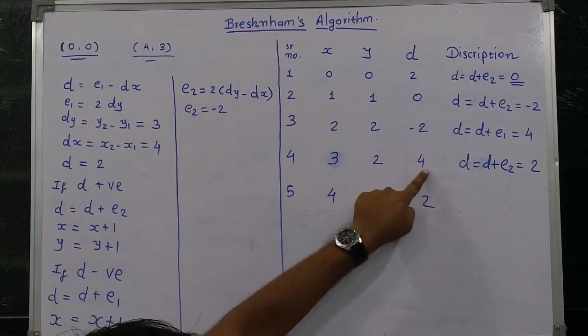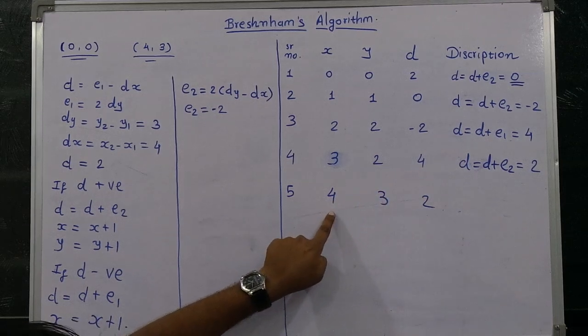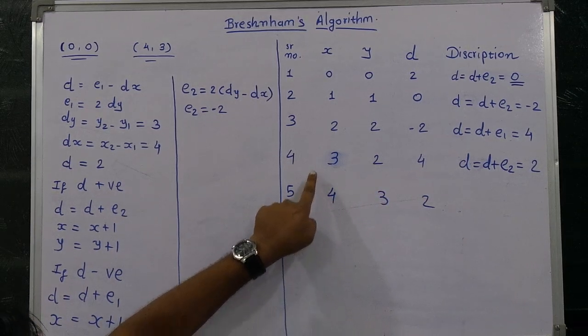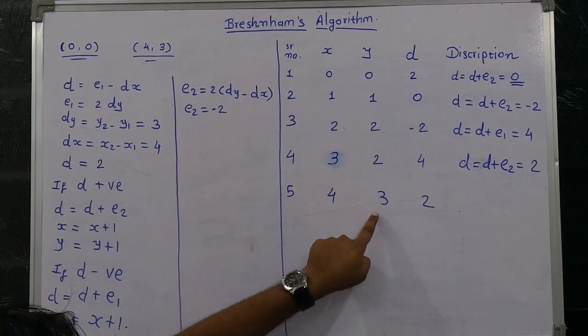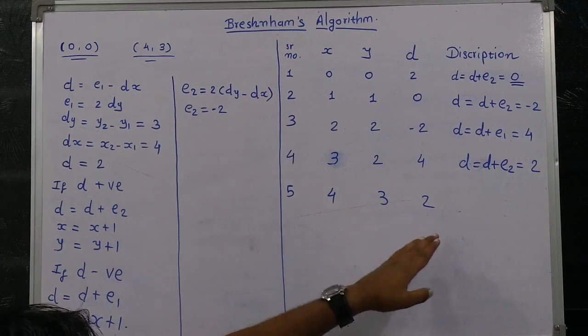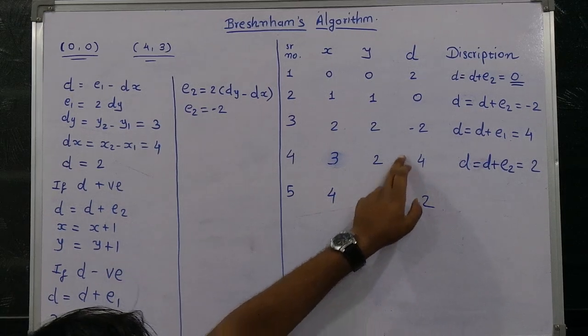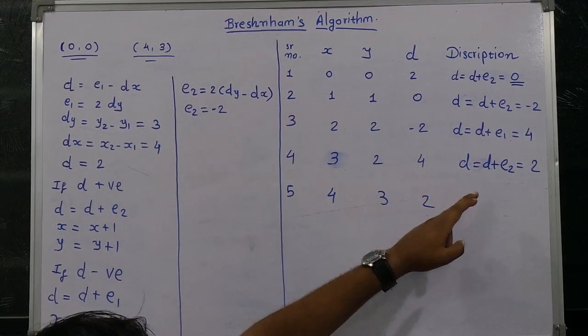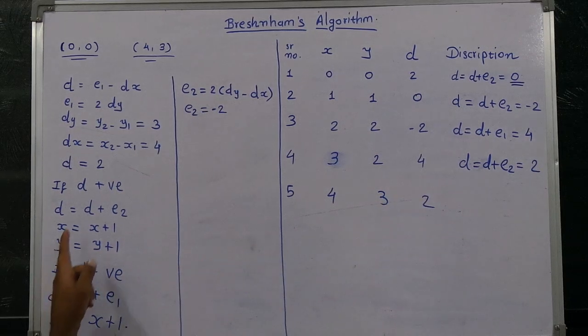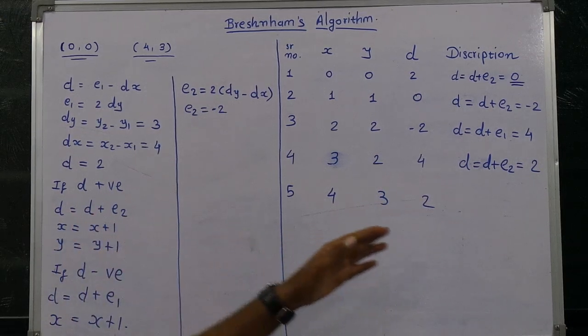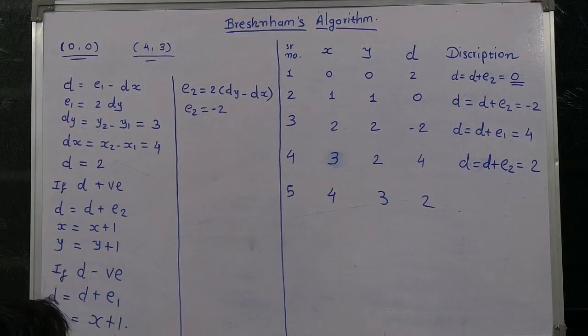Now the d value is positive, so the last iteration will be x plus 1 and y plus 1. And if I further calculate the value of d, because d is positive, it will give the equation d plus E2, so it is equal to 2.